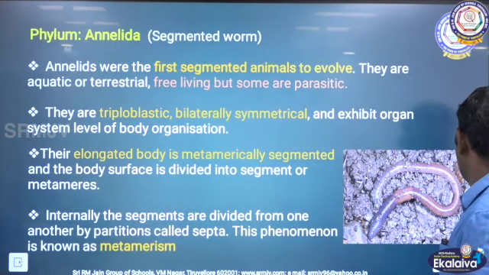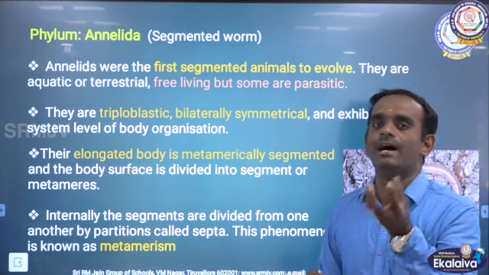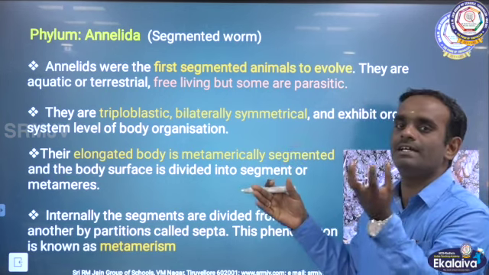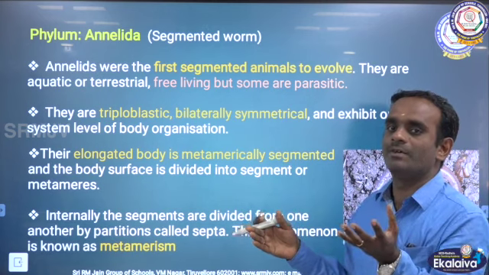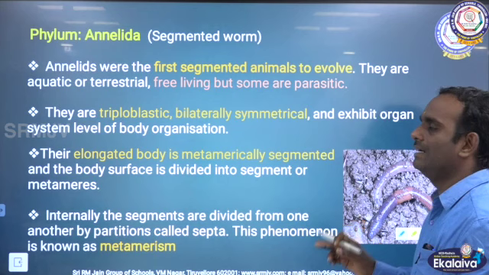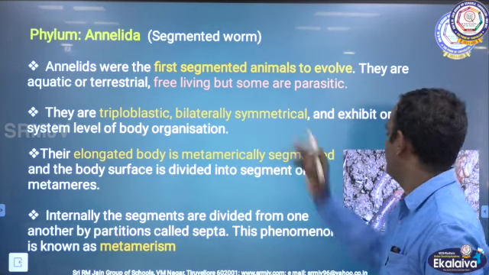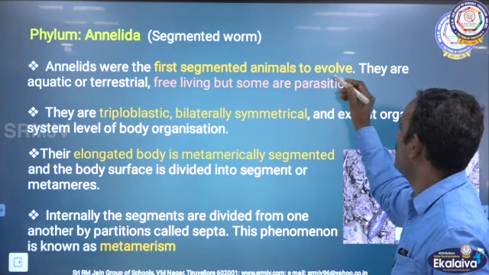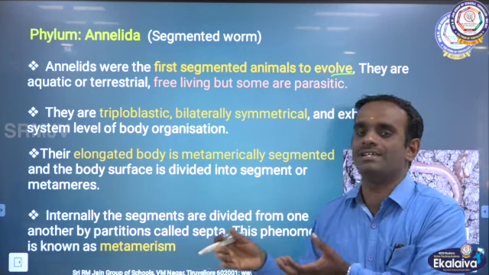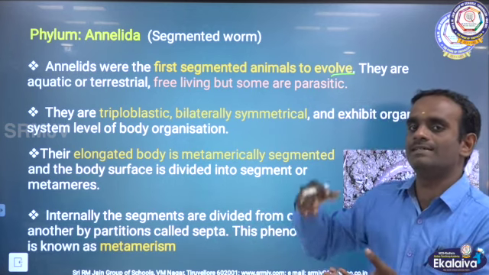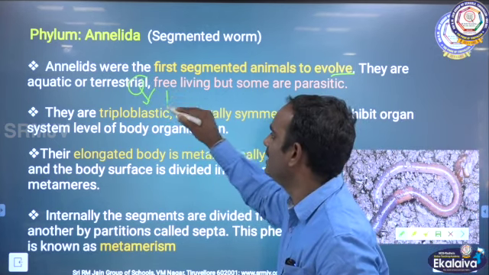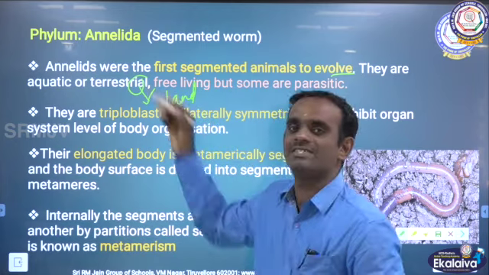The next one is Phylum Annelida. The word Annelida means segmented, having segment. Okay, segmented worm. Annelids are the first segmented animals to evolve. They are aquatic, some are terrestrial. What is the meaning of terrestrial? They can able to live in the land. So, it is said to be terrestrial.